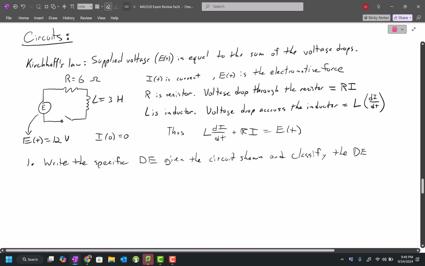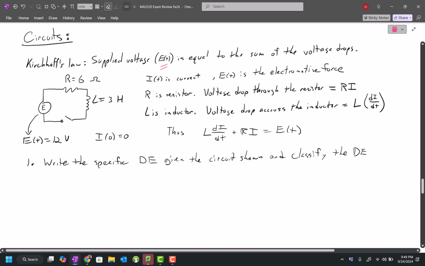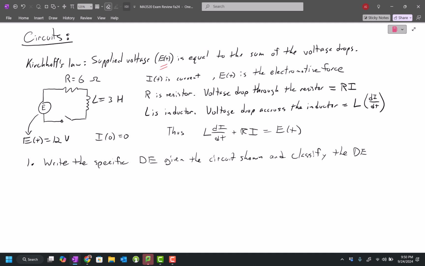So Kirchhoff's law basically states that the supplied voltage to the circuit, the E of t, the electromotive force, is equal to the sum of the voltage drops. Now you should note that E of t means it could potentially be a function of time. In a lot of our examples it won't be a function of time, but rather have a fixed voltage.